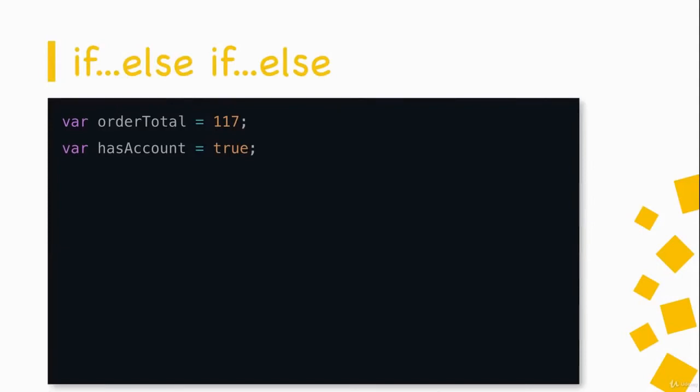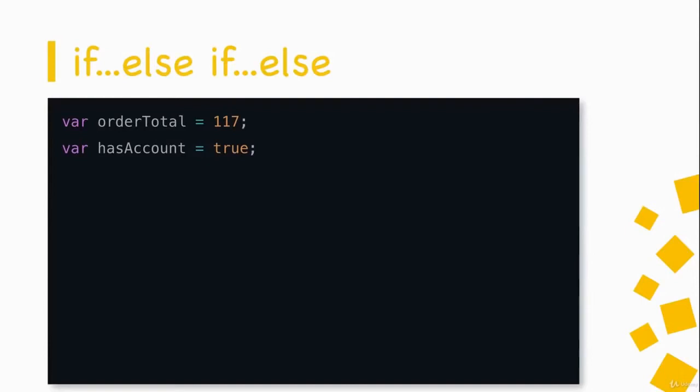So we have a variable orderTotal, which equals 117, and hasAccount is true, which means the customer indeed has an account. And now the marketing campaign. The marketing campaign will be that if the order value is at least 100 and the customer actually has an account, then we'll give a $20 discount. Otherwise, if the order value is at least 100, but the customer does not have an account, then we'll only give a $10 discount. Otherwise, no discounts will be applied.